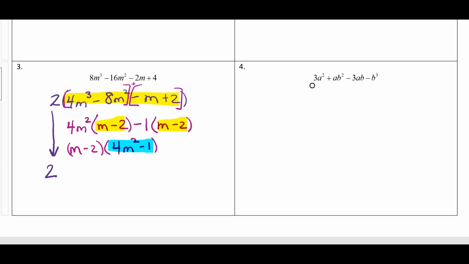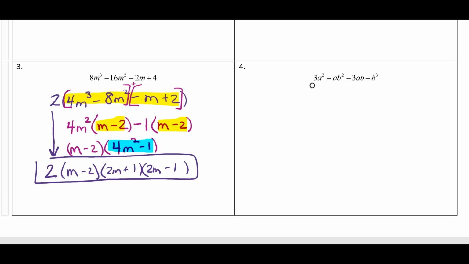So we're going to bring down our 2, and we're going to write down m minus 2 next to it, and then we're going to factor 4m squared minus 1. That's going to be 2m and 2m plus and minus 1 and 1. And remember, it doesn't matter the order of your factors. The only one that kind of needs to be in its right place is the 2. It goes out front. And then everything else can be in different orders, but they have to all be there. So there's 4 factors for this problem.